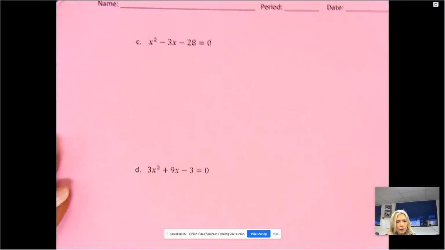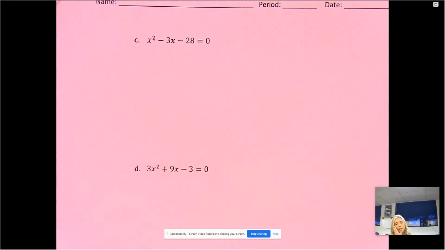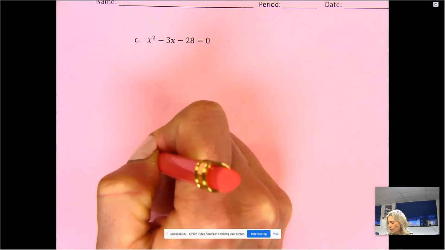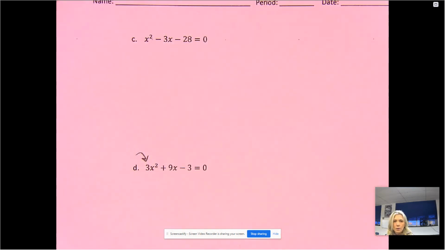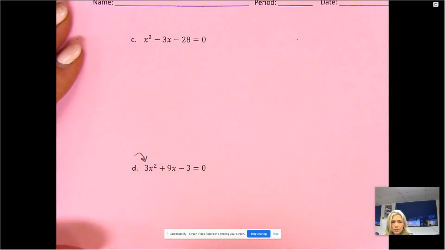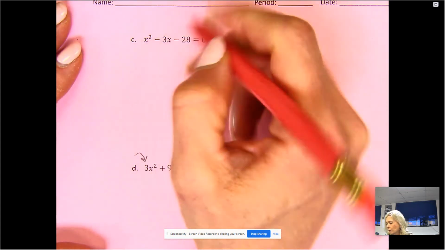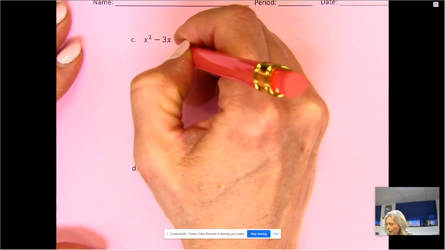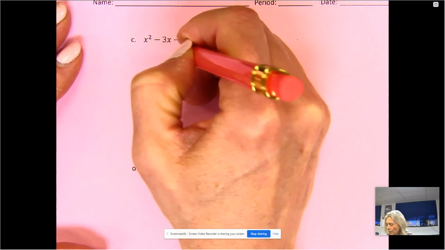Here we are with part C and then part D. On part D, I'm definitely going to use the quadratic formula for that one since my A value is not 1. Makes the quadratic formula easier for that. Part C, you could use either one. I'm going to complete the square again, even though it's not my favorite to do if this is an odd number. But I'm going to go ahead and complete the square.